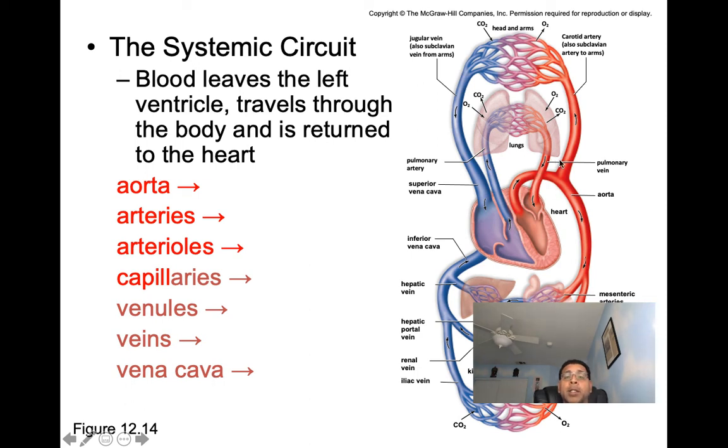So here we can see the illustration from that left ventricle into the aorta and then into the respective arteries and then the arterioles of the organs and then their capillaries and then their venules and then into their veins and then back into the vena cava and then the right atrium.